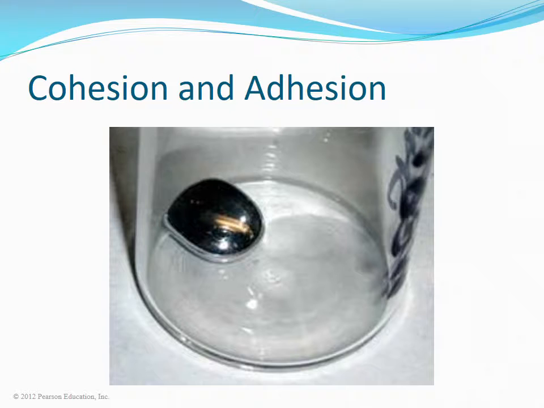In the case of mercury, the opposite is true. Mercury's cohesive forces are greater than its adhesive forces. If glass is submerged in mercury, then pulled out, virtually no mercury remains on the glass.